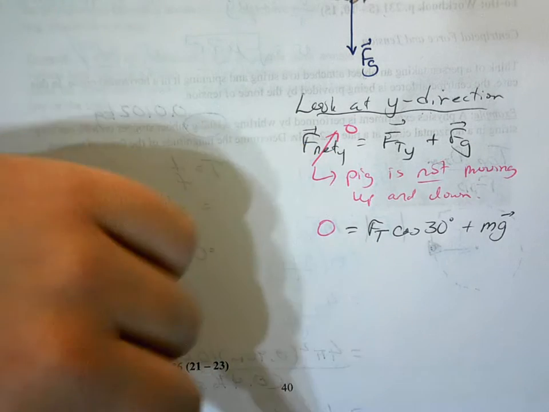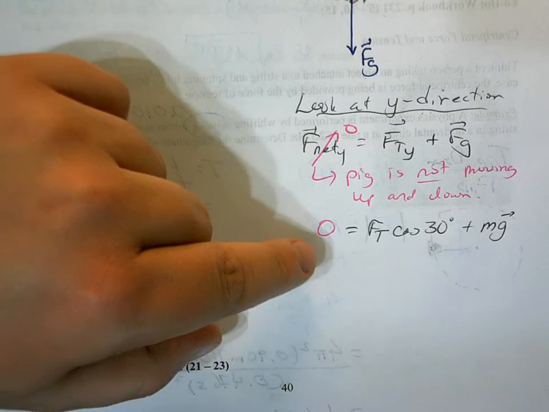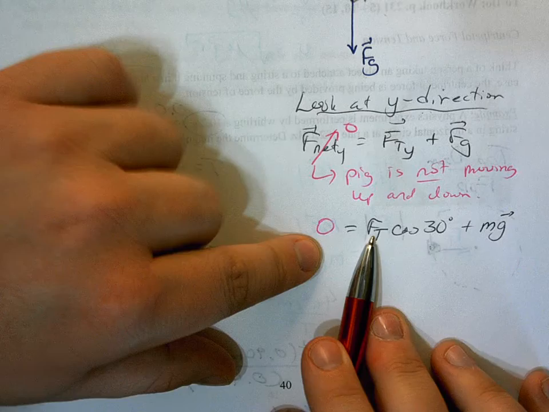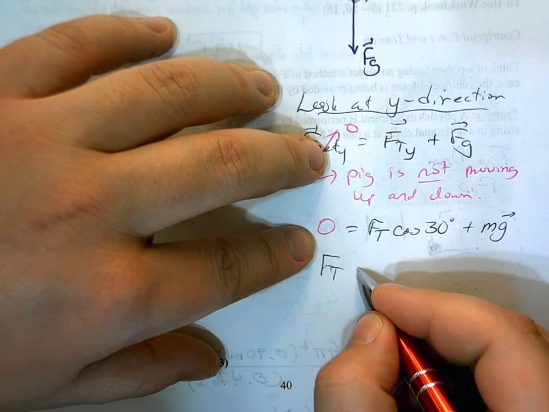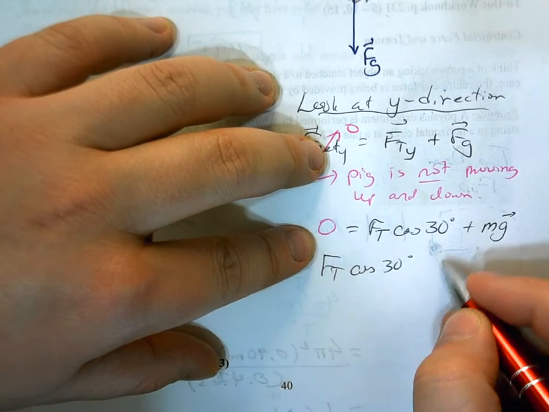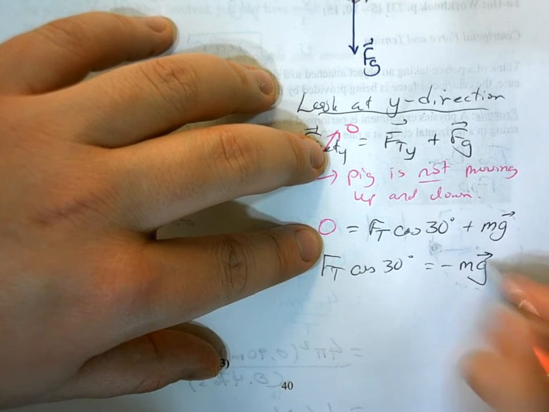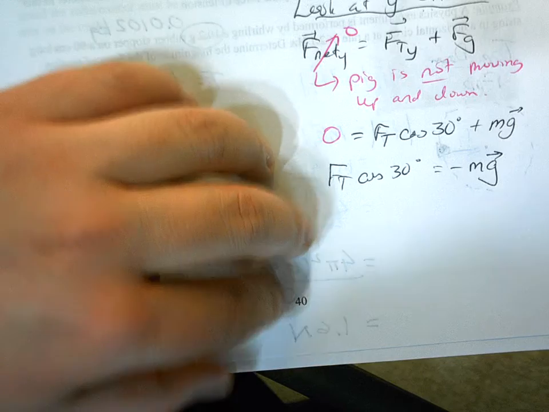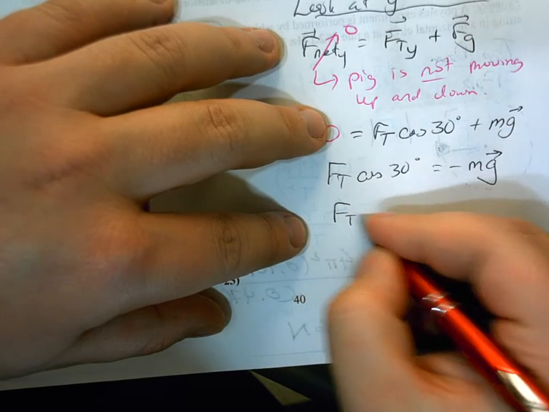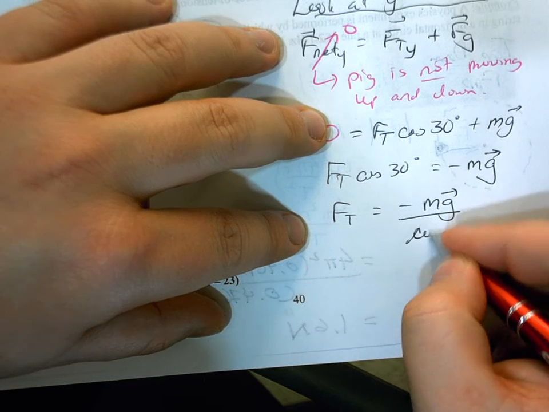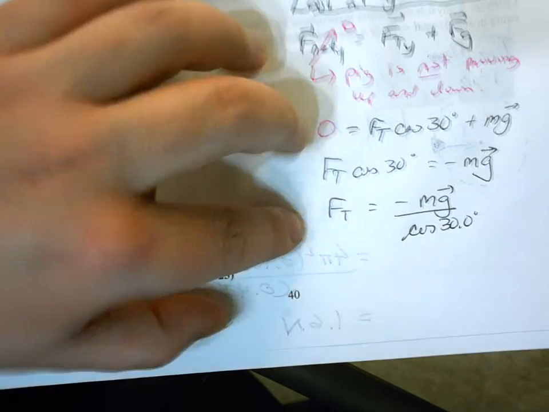Okay, there's some ways to get around this. Let's see what we can do. Let's solve this whole mess for Ft. So I know Ft cosine of 30 degrees, I'm going to take that mg to the other side. This is equal to negative mg. Or I could say that Ft is equal to negative mg divided by cosine of 30 degrees.